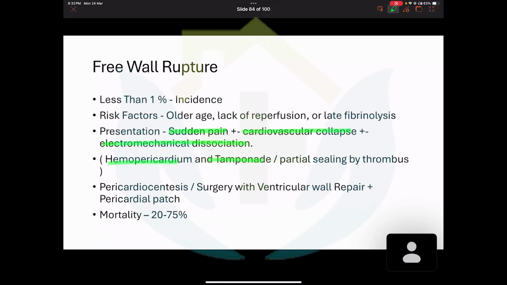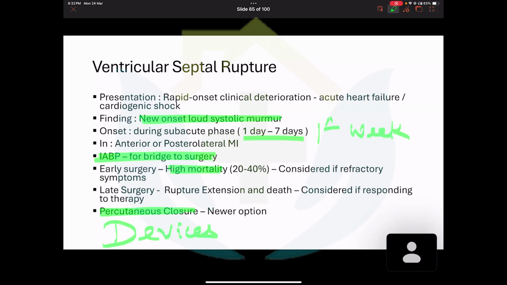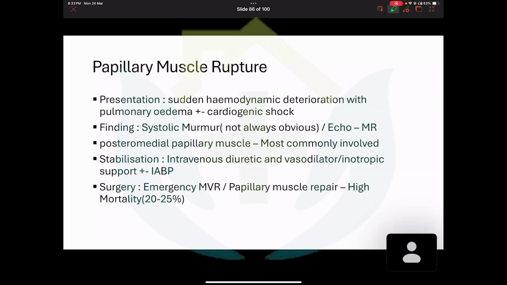So the basic thing is a free wall rupture. The patient will be very ill. There will be hemopericardium or tamponade. In VSD, there will be this murmur, and this timeline will be there. In papillary muscle rupture, there will be a systolic murmur. On echo, there will be MR, and usually it is difficult to diagnose because you have to find out that a posteromedial papillary muscle rupture is there. And there will be pulmonary edema and shock, which can be present in any of these three cases.